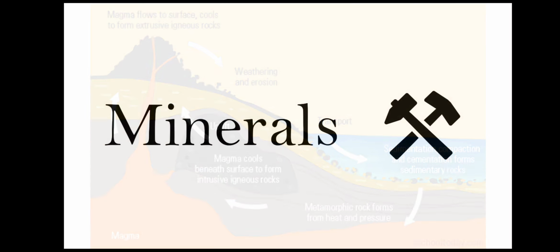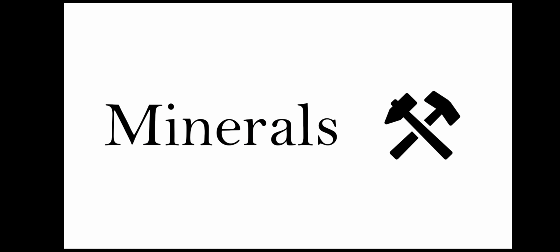Next is minerals. Rocks are made up of different minerals. Minerals are naturally occurring substances which have physical properties and a definite chemical composition. Minerals are very important to humankind.